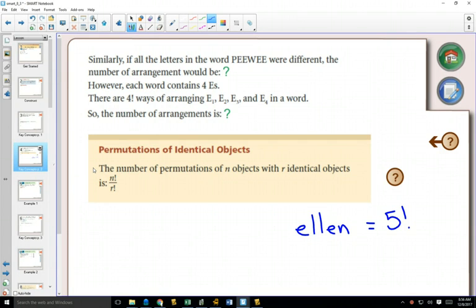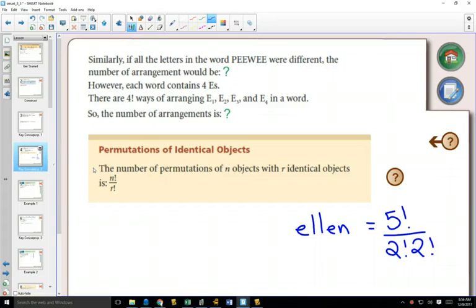But with identical objects, you have to divide by 2 factorial for the e's, because each time you arrange it, the e's could be switched, and divide by 2 factorial for the l's.